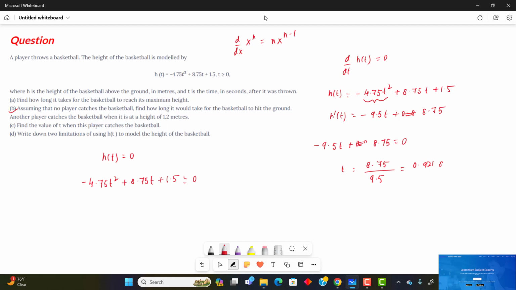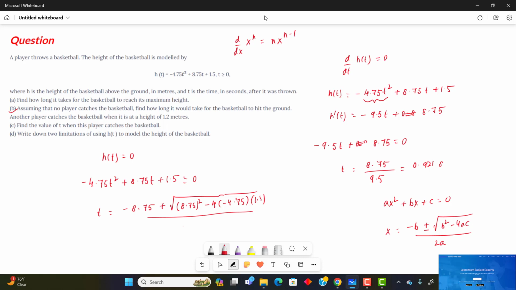Now we have our quadratic formula where if you have quadratic equation ax square plus bx plus c equal to 0, x can be found out using minus b plus minus root over of b square minus 4ac by 2a. Using the same concept, I can find t is equal to minus 8.75 plus root over of 8.75 whole square, minus 4a, which is minus 4.75, times c, which is 1.5, by 2 times minus 4.75.